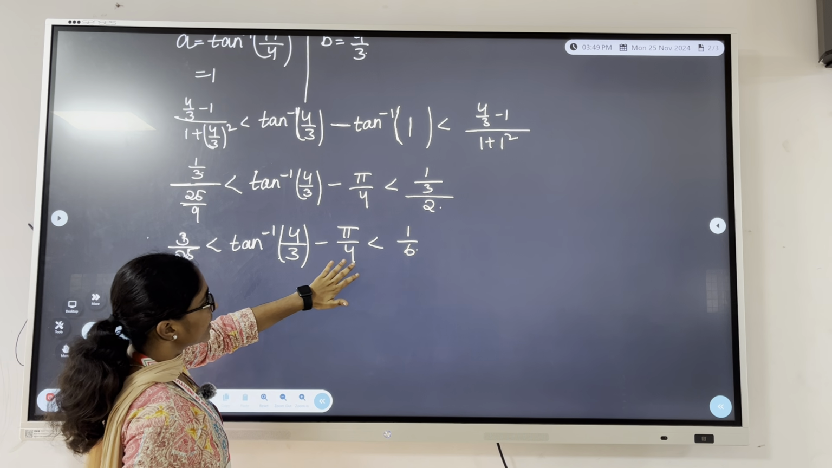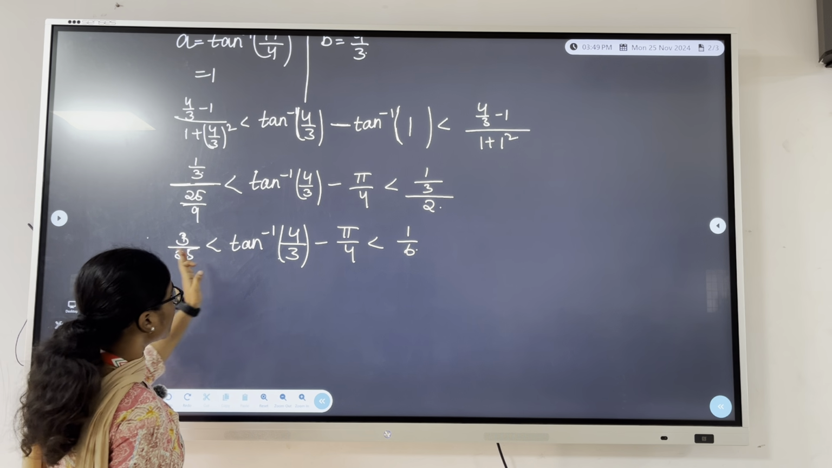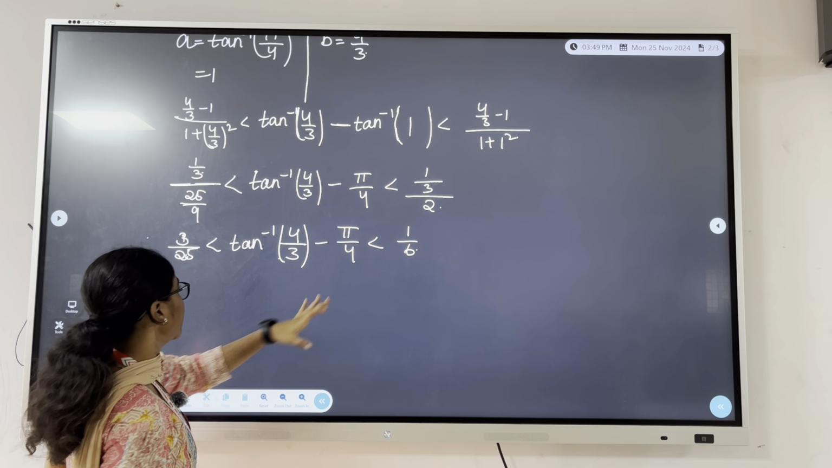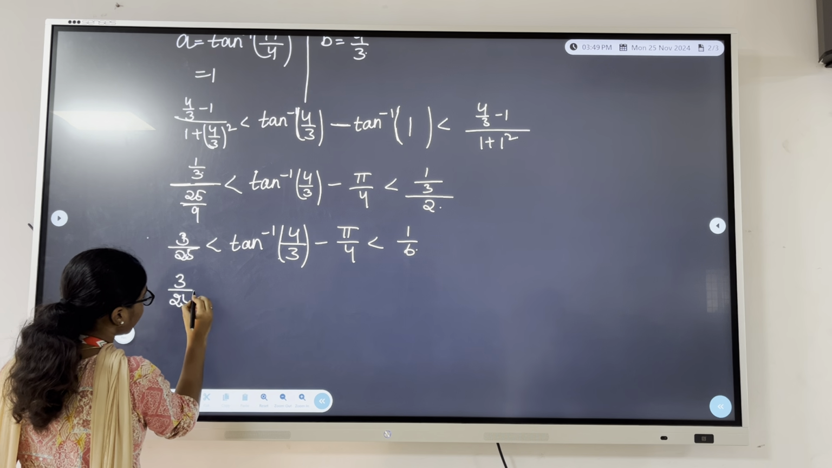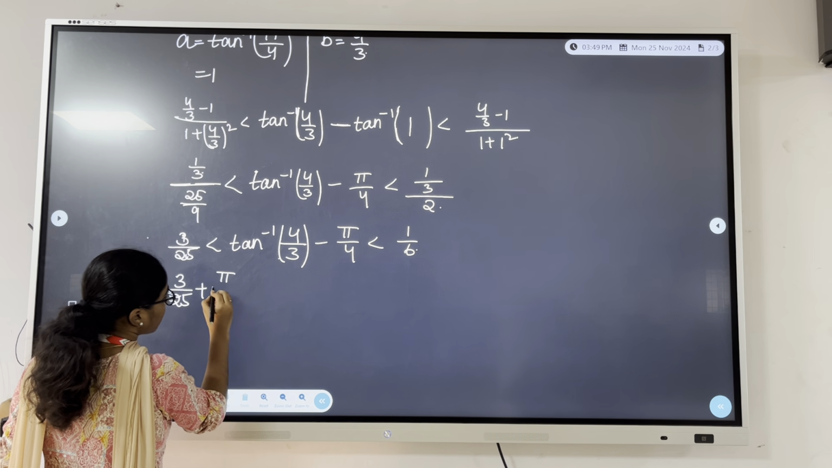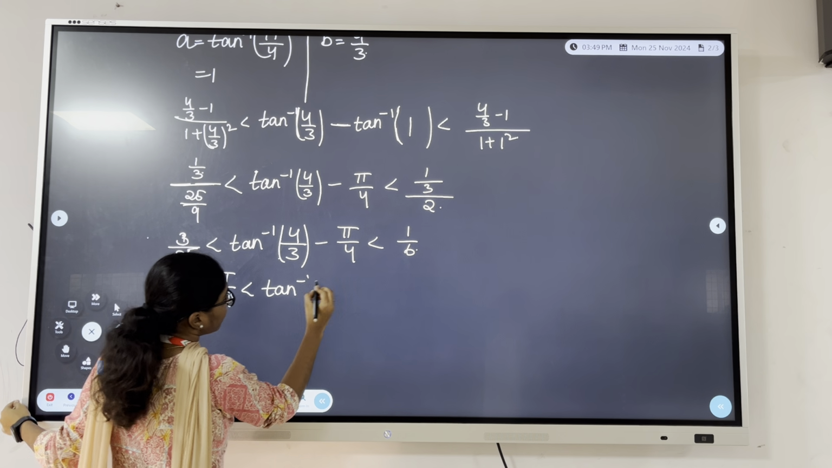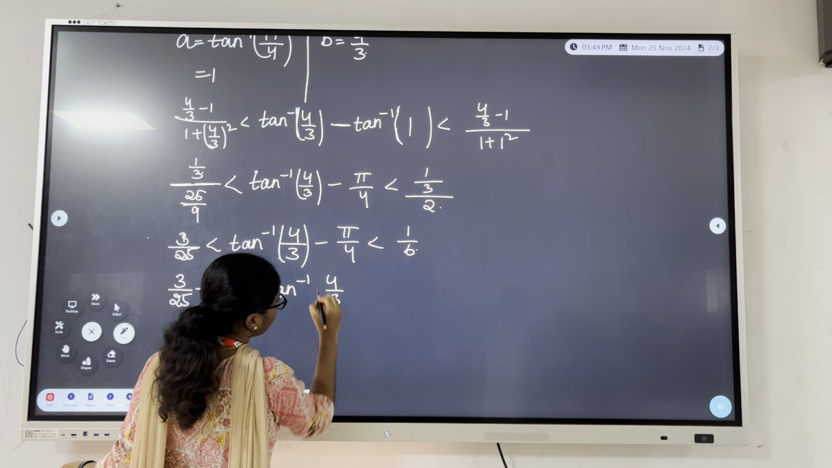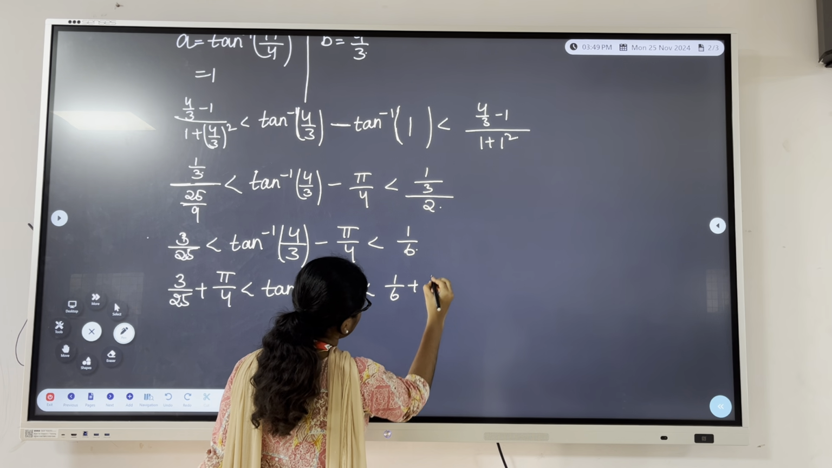Here we have the angle pi by 4. To get this value, we should add and subtract on this equation. Then we get 3 by 25 plus pi by 4 is less than tan inverse of 4 by 3 is less than 1 by 6 plus pi by 4.